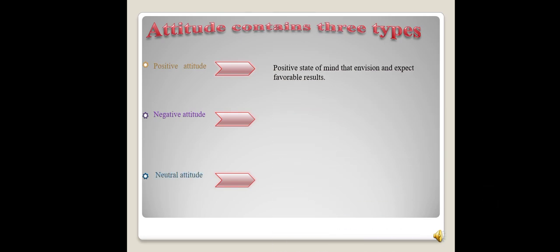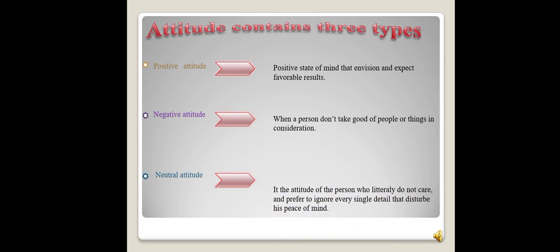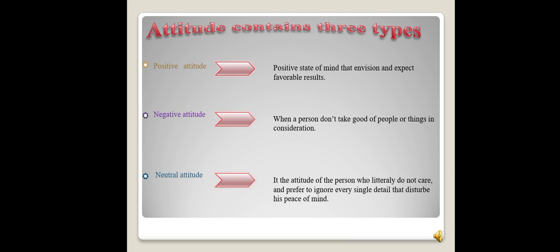Positive attitude means the positive state of mind that envisions and expects a favorable result. For example, the person who thinks that everything will be okay and concentrates on the positive sides of the problems and obstacles. Negative attitude is when a person does not take the good of people or things into consideration. For example, a person who complains a lot and has a great deal of negative thinking. Neutral attitude means simply ignorance. It is the attitude of the person who literally doesn't care and prefers to ignore every single detail that disturbs his peace of mind.